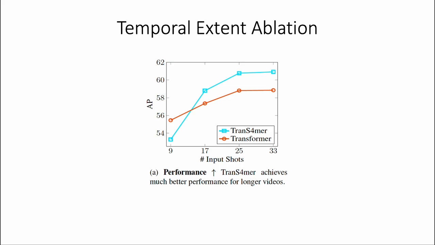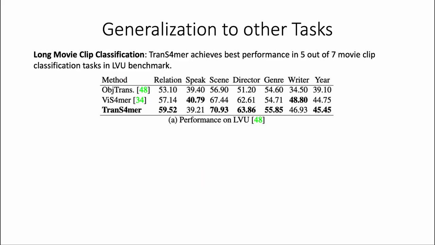Moreover, we study the temporal extent of the input video of our model. Here we show the performance as a function of the number of input shots. We can see that the self-attention baseline performs better on shorter videos, whereas our model achieves much better performance on longer videos. Finally, we experiment with other tasks including long-form movie clip classification and long-range procedural activity classification.